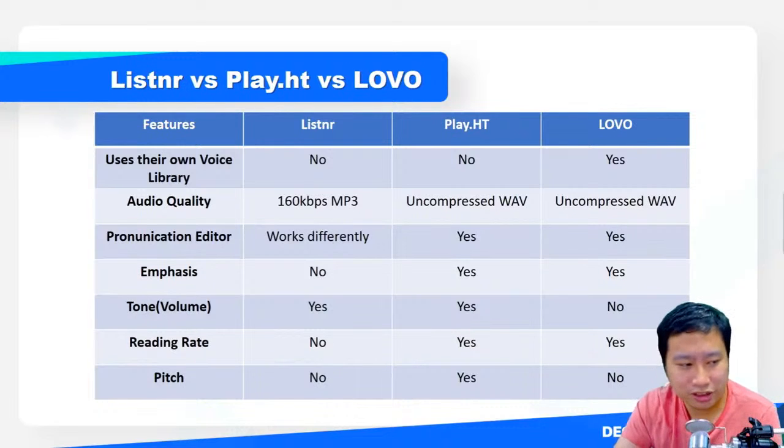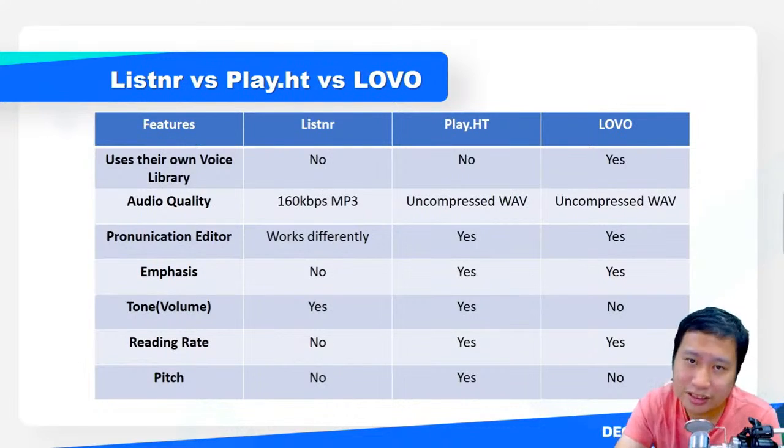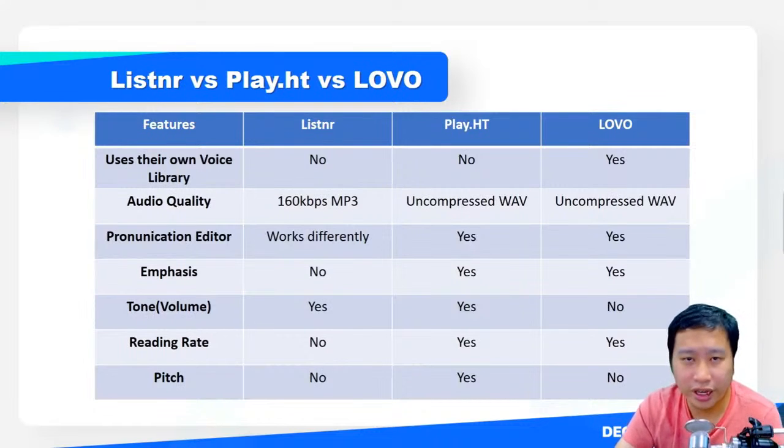And for the pronunciation editor, Listener does have that, but it works a little bit differently. With PlayHT and Lovo, they do have one, and you have better control over it, in fact. And for emphasis, Listener does not have any feature to emphasize certain words. With PlayHT and Lovo, you do have that option. The tone, or what I call a volume on certain words, you can read certain words louder or read certain words in a softer voice. With Listener and PlayHT, you do have that option, but with Lovo you don't.